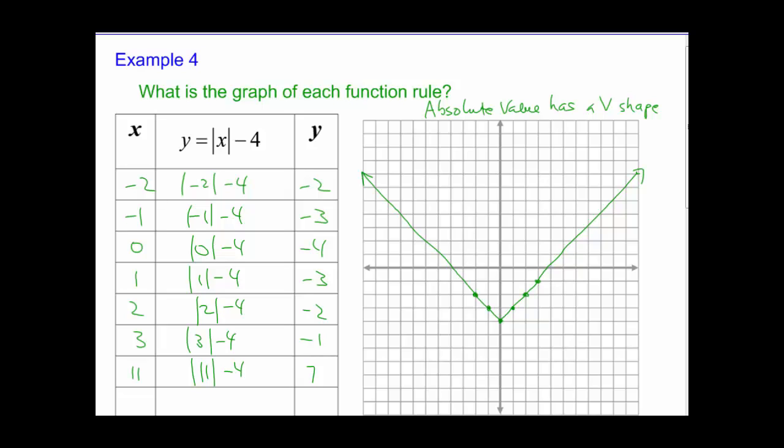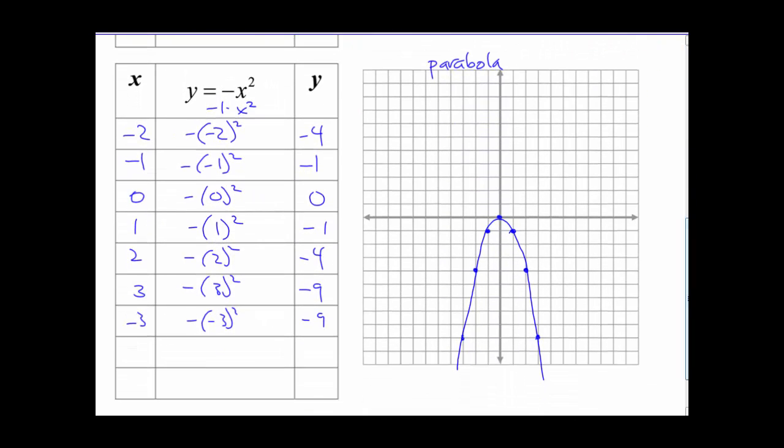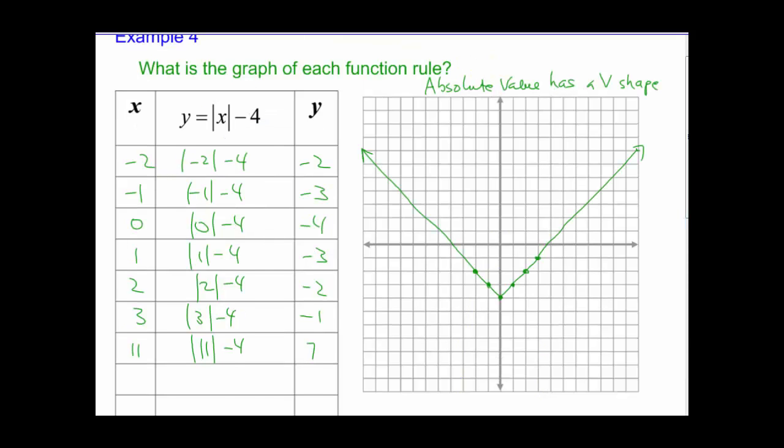On the bottom one, when we have an x squared, we call that a parabola. The big key is to make sure you square first, then multiply by negative. So our answers were negative 4, negative 1, 0, negative 1, negative 4, negative 9, and negative 9. So we get this parabola shape. Don't forget to continue on.